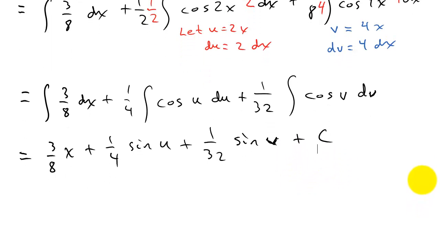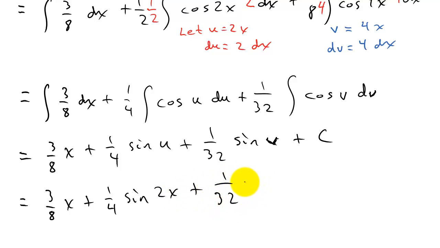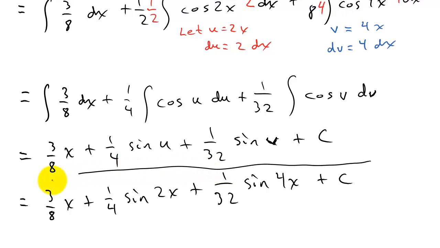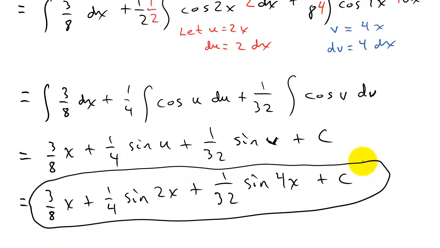Now, I need my final answer in terms of x, so in the place of u, I'm going to put 2x, and in the place of v, I'm going to put 4x. And so that's going to be 3/8 x plus 1/4 sine 2x plus 1 over 32 sine 4x, and then plus our constant term c. And this would be our final answer.